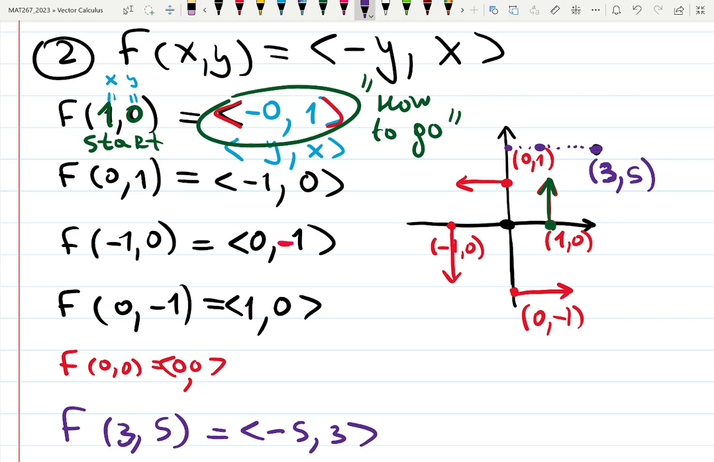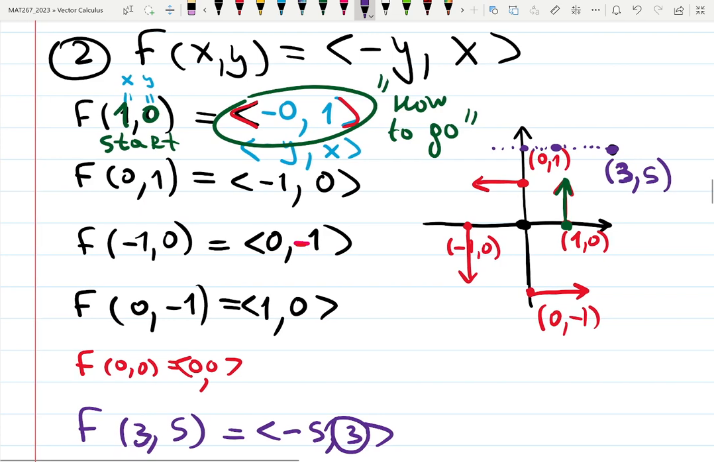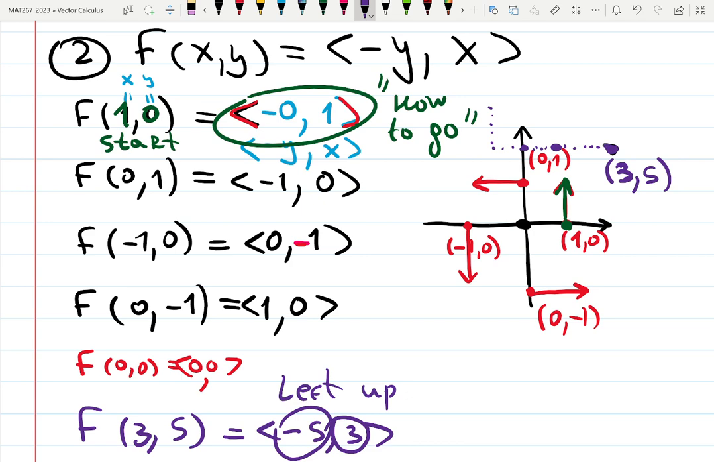Let me think, -5, so it goes more, like here. Now we're going 5, we're going 3 up. You see, I almost messed up. We're going 3 up, not 5 up. So left, up. 3 up. And now I'm drawing this vector.